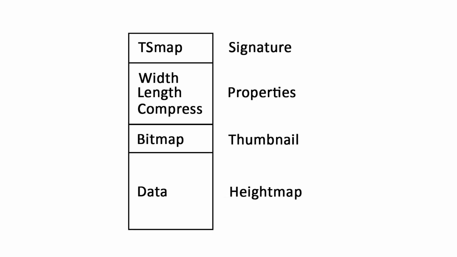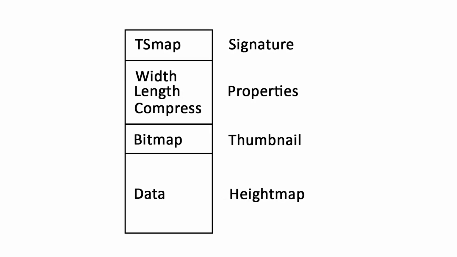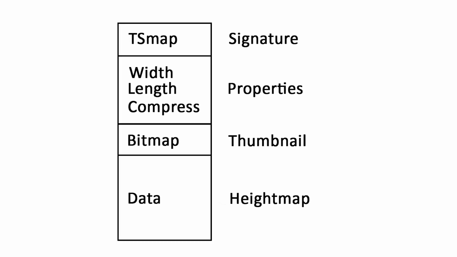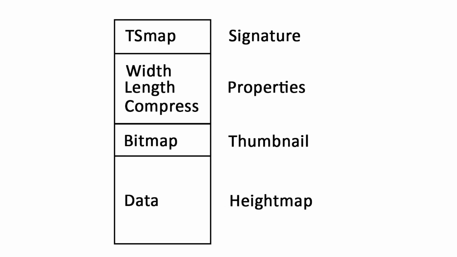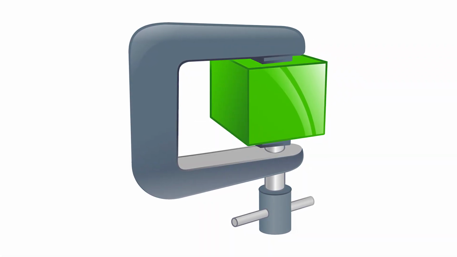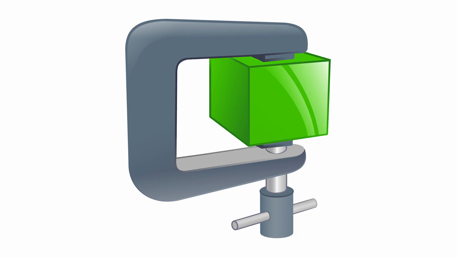The TSmap file format is a basic headered file with a signature identifier, a set of properties, a thumbnail, and the 32-bit floating point height map data. The 32-bit floating point height map data can be optionally compressed using gzip stream compression.